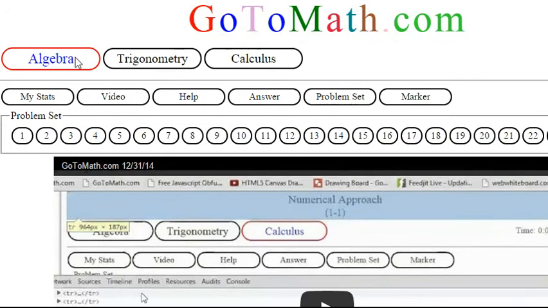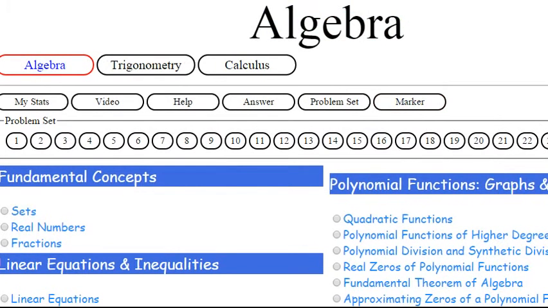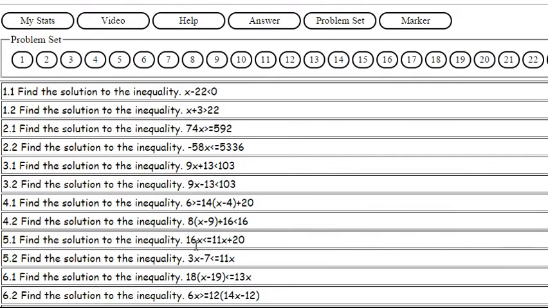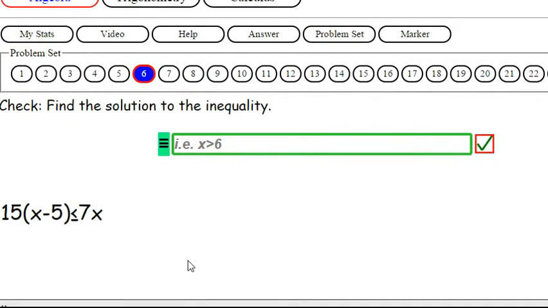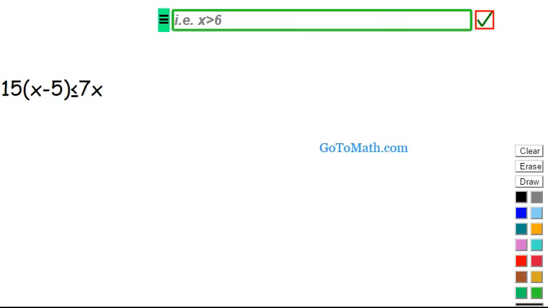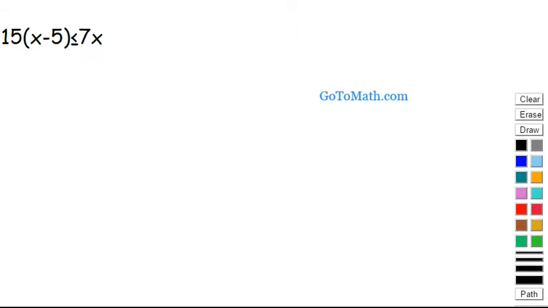All right, we're over here at gotomath.com. Click on the algebra. Let's go down to linear inequalities and let's look at 6.1. I believe that's what we're looking at, isn't it? I hope so. Things are all starting to look the same after a while, at least to me they are.